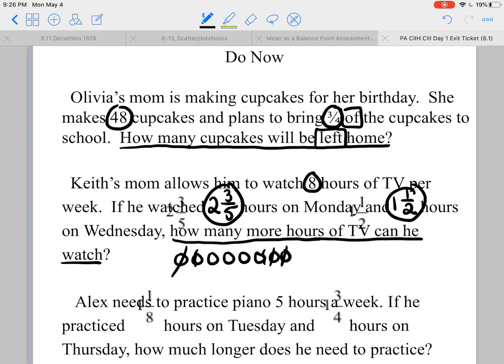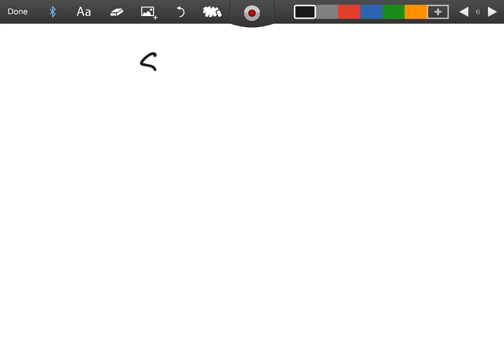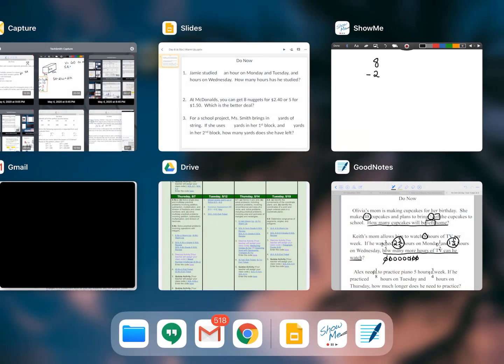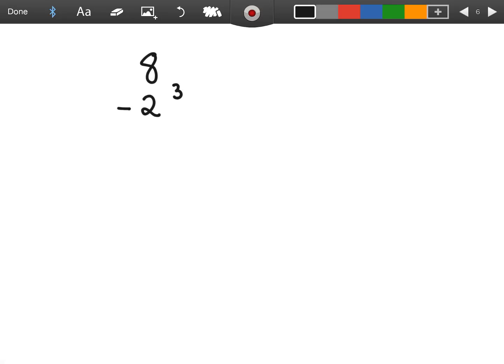We're going to do 8 minus 2 3/5. And whatever answer we get, we're going to take away 1.5. We always subtract our fractions first. But if we look here, I don't have a fraction here to subtract. So I have to borrow from the 8.